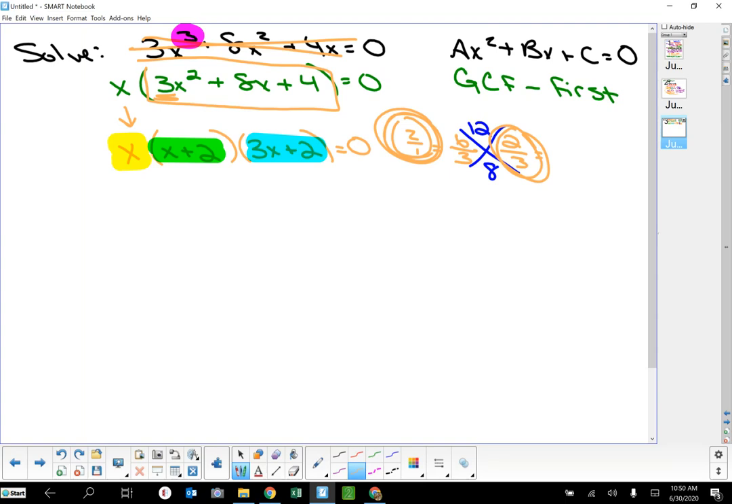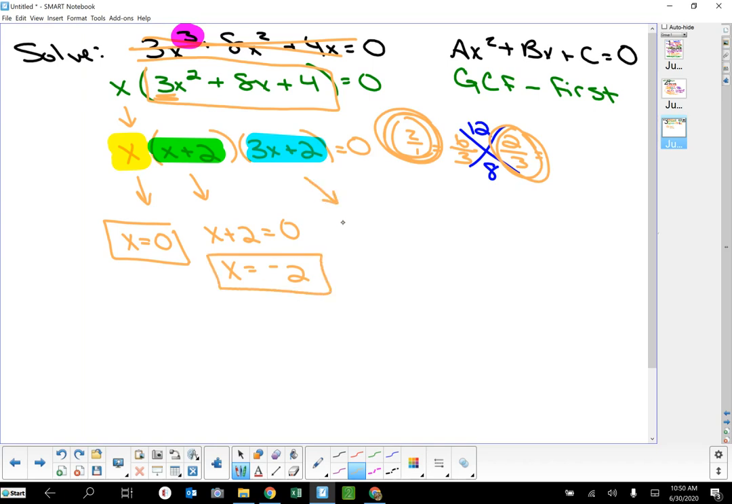Now remember, you set your factors equal to 0. So this guy just gets set equal to 0. 0 can be an answer. That's allowed to happen. This guy, x plus 2 equals 0, becomes x equals negative 2. And this guy becomes x equals negative 2/3. So these can also be fractions.